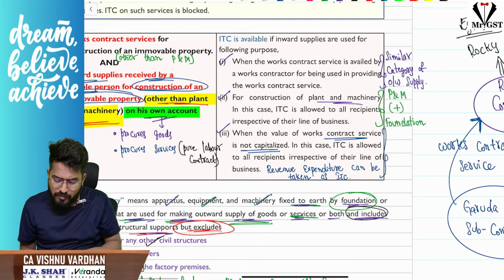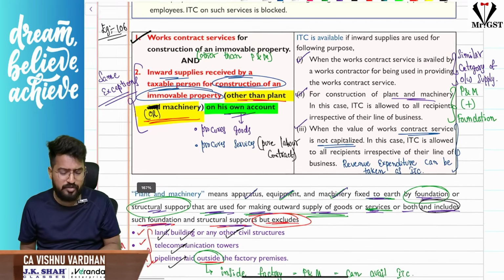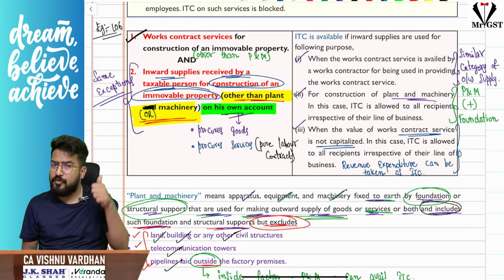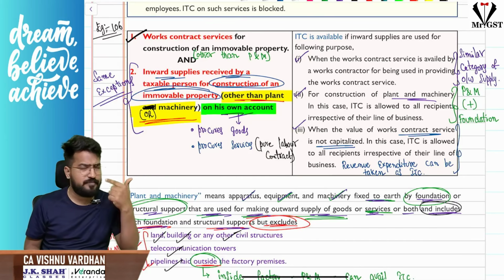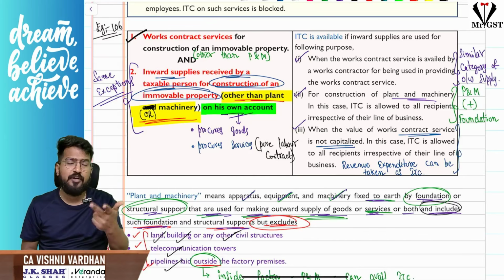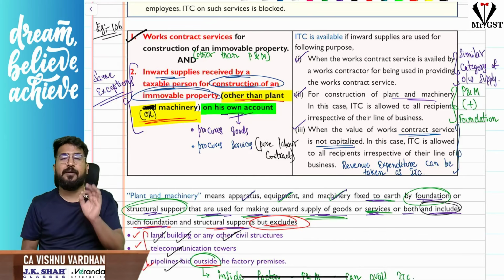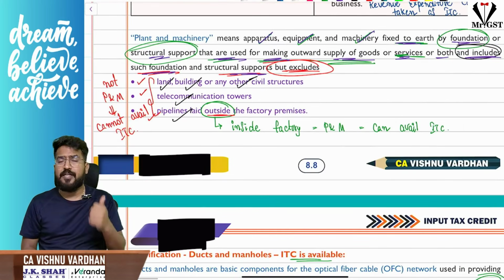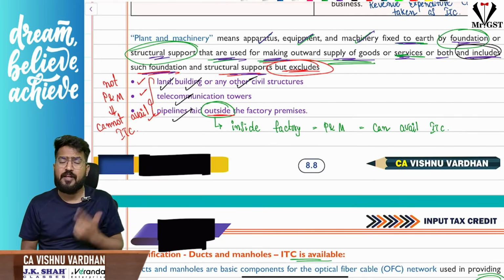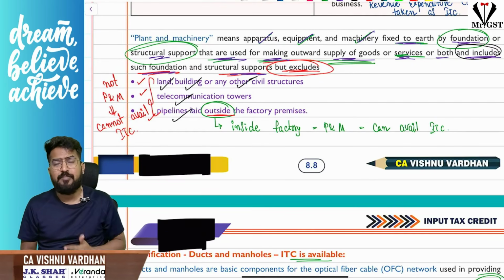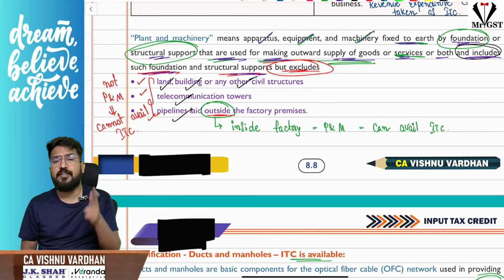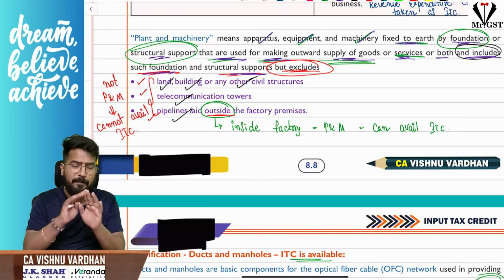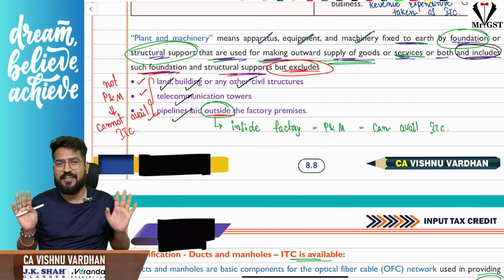So works contract services and construction on own account, both the cases, sir, you cannot take ITC. But if it is for providing similar category of outward supply, or if it is related to plant and machinery, or if it is revenue expenditure, you can take ITC. Plant and machinery excludes land and building, civil structures, next telecom towers, and any pipelines laid outside the factory. These are excluded from the definition of plant and machinery, so you cannot take ITC. That is the point.